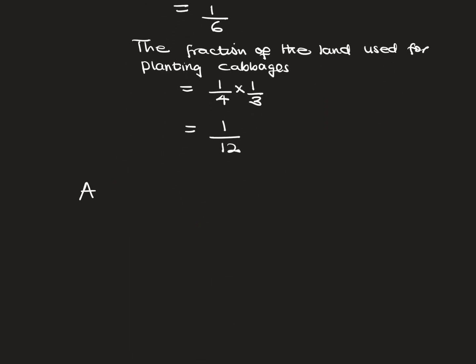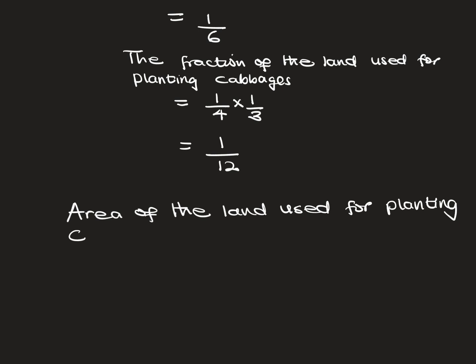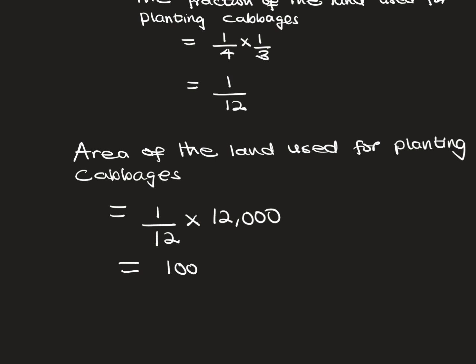area of the land used for planting cabbages would be, the fraction of the land used for planting cabbages is 1 over 12 multiplied by the total area of the land, which was 12,000. So that is going to give me 1,000 meter squared.